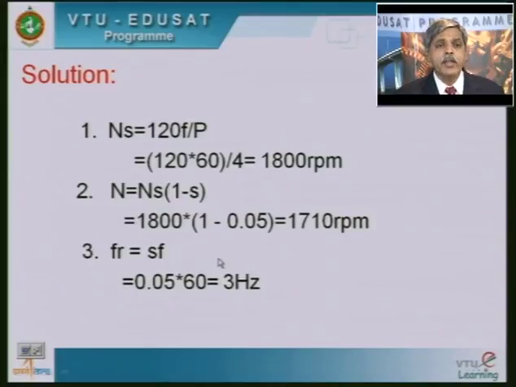Similarly, for the third point, we have Fr is equal to S into F, where S is the slip, F is the supply frequency, and Fr is the frequency of the rotor current under running condition, or for this particular problem it is the full load. Okay? At full load, the rotor frequency Fr will be 0.05 times the supply frequency. This comes to 3 Hertz. Okay? So it is quite small compared to the supply frequency of 60 Hertz.